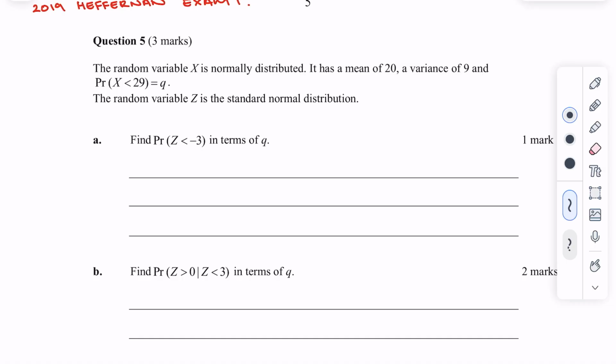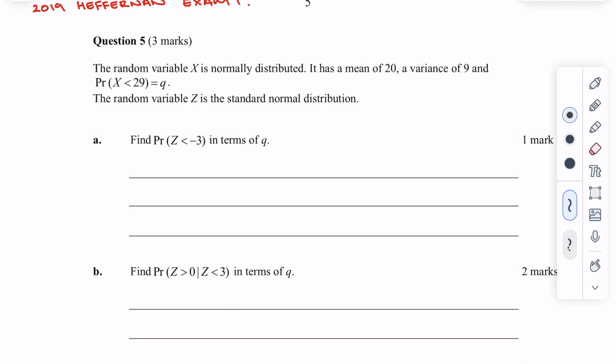Hi again. So we're having a look at the 2019 Heffernan Exam 1. That means that we're completing this exam without calculator and without a bound reference, and we're referring to question 5 and question 8A from this exam.